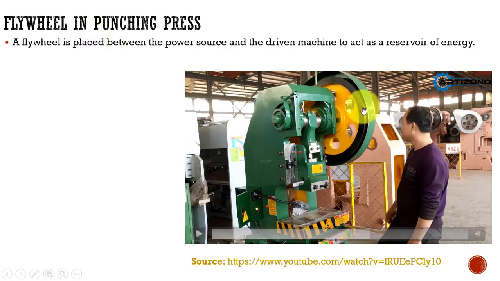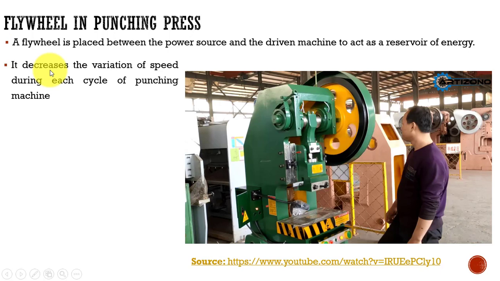Okay, fine. So next thing is flywheel in a punching press. We all know how a mechanical press works. The flywheel is placed in between the power source, that is a motor, and the driven machine. So here is a punching press arrangement. It acts as a reservoir, so it decreases the variation of speed during each cycle of the punching machine. If the machine is directly connected to the motor, just imagine what would happen without a flywheel.